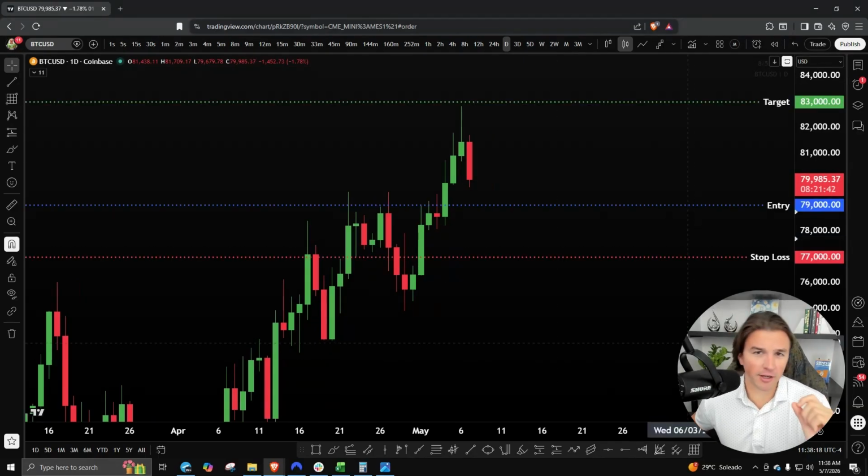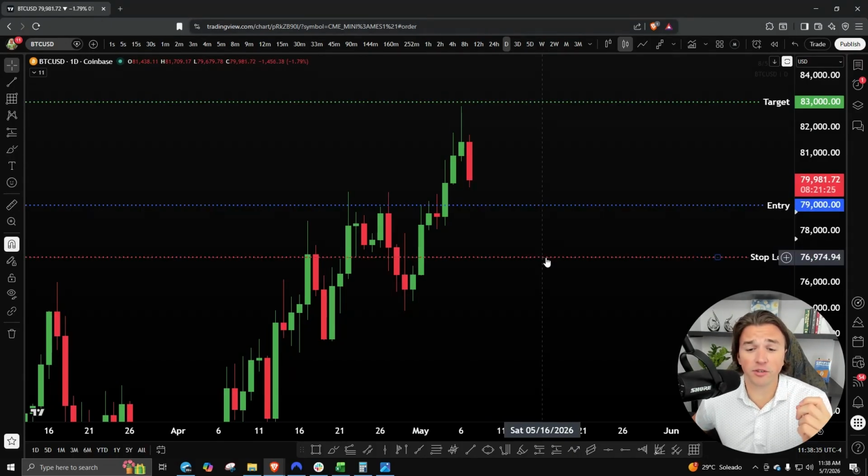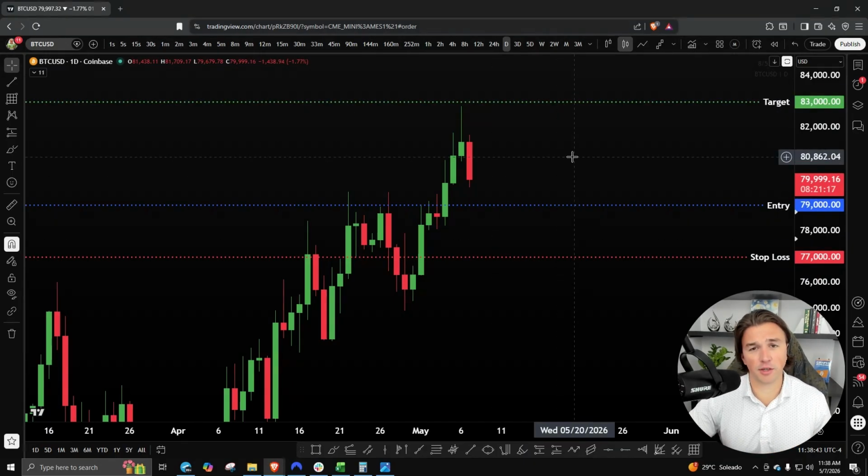Now let's look at an example on Bitcoin using the daily time frame here. Imagine we were looking for a long position. We wanted to enter at 79,000. We don't want it to go any farther below 77,000. That is our invalidation. That is our stop loss. And we would like to exit around 83,000. So how would that look from a position sizing schematic?